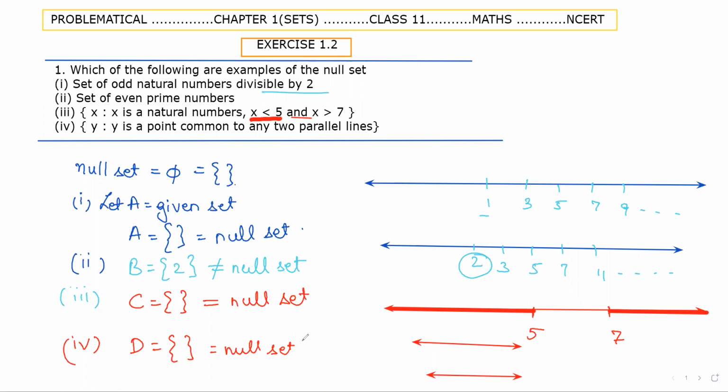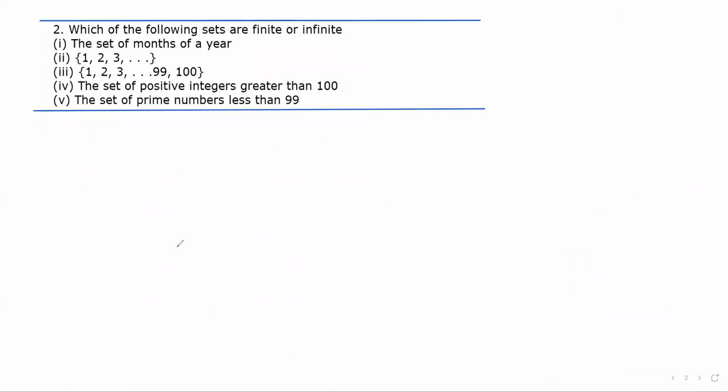So out of these 4, only the second is not a null set and the rest 3 are null sets. Next question. Which of the following sets are finite or infinite? First, set of months of the year.